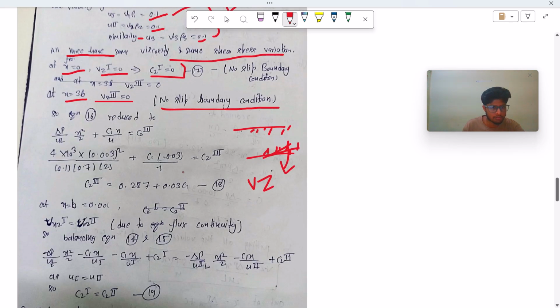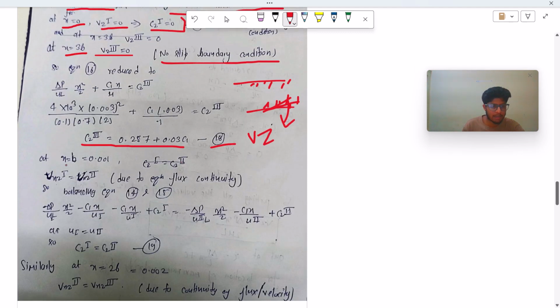That will be C23 equal to 0.257 plus 0.03, that is equation 18. And now at x equal to b, that is 0.001, we have the flux continuity equation. So at that point, vxz1 equal to vxz2, as flux continuity takes place.